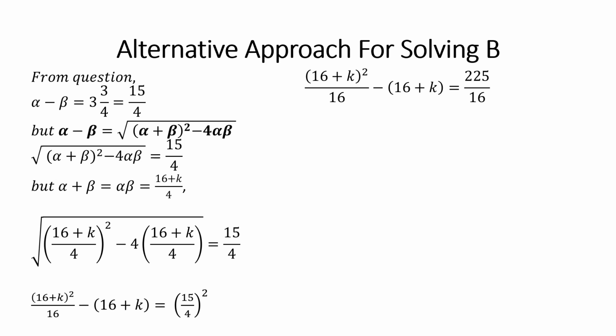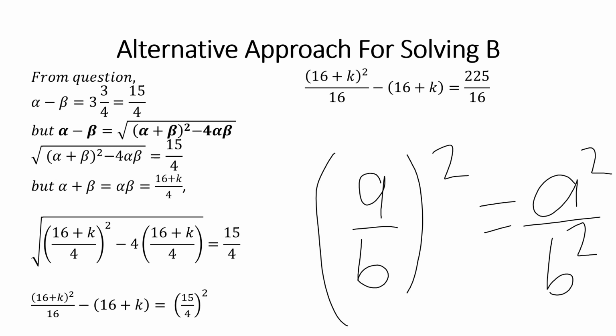How did we get 225 over 16? I hope you remember this. Yes, that's the reason why. So 15 over 4 all squared is equal to 15 squared over 4 squared. And 15 squared is 225. 4 squared is what? 16. That's how we got it.